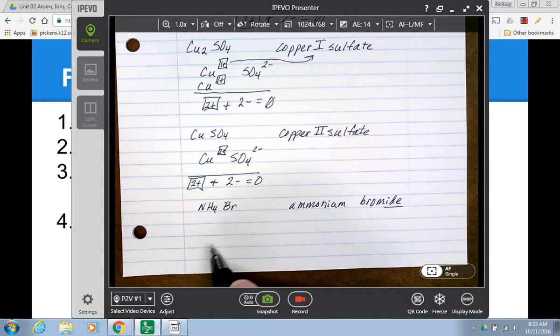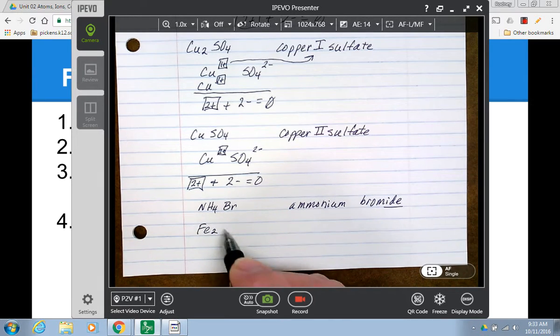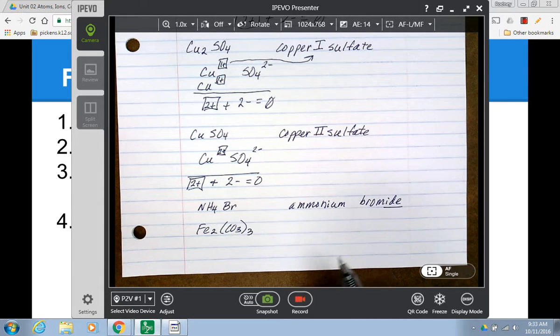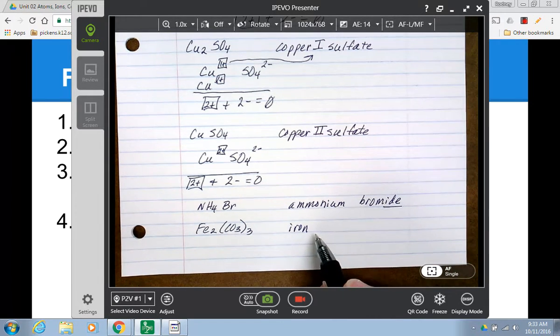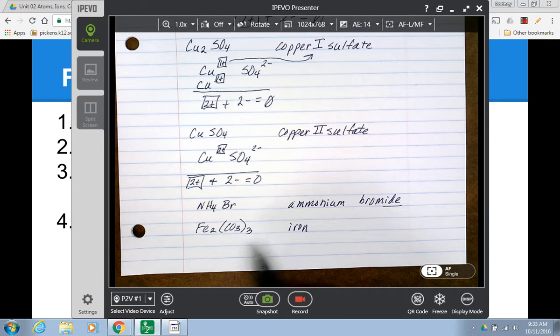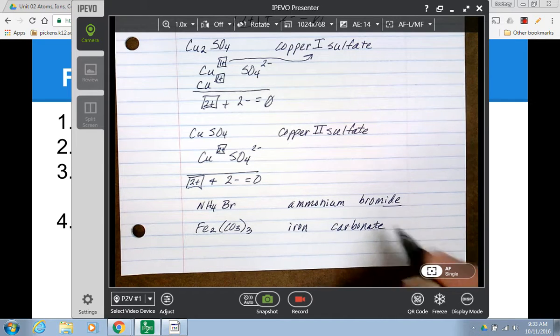All right, let's see if we can put another one right here on this page. I think we can fit this one in here. Let's go Fe2 and then CO3 in parentheses with a 3 on the outside. All right, so Fe is iron. Iron is a transition metal, so we leave a little space here. CO3, we've had this one before. That's a polyion. It's known as carbonate. We just write down carbonate. All right, and then I'm going to put this over here on the right so I have a little more room.